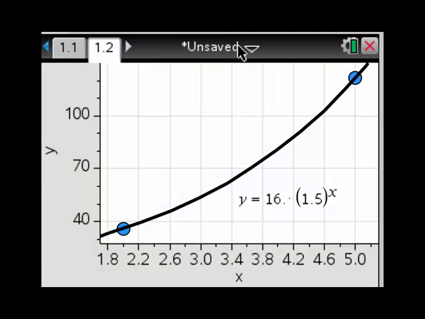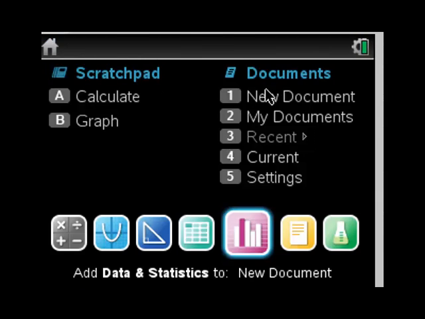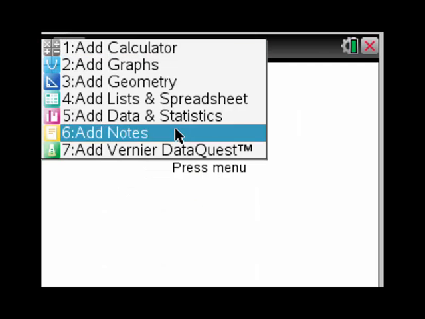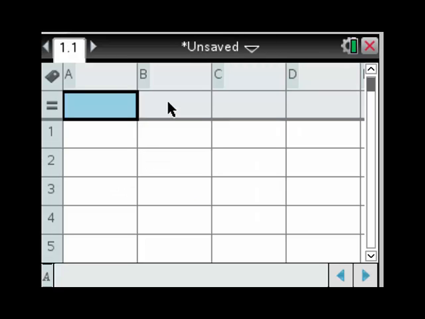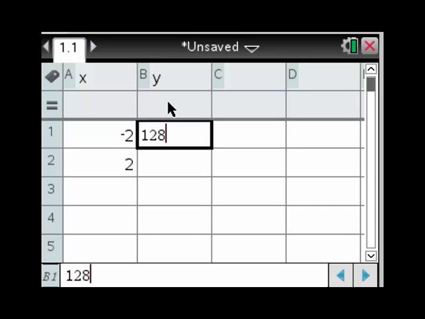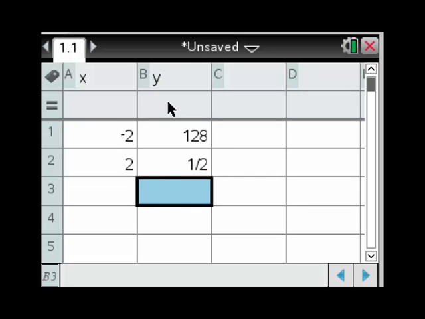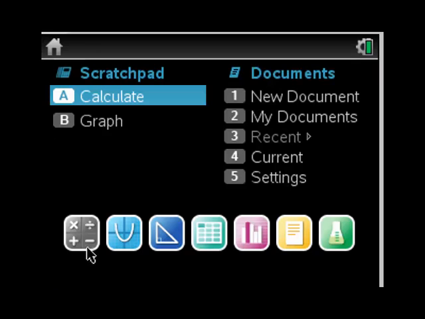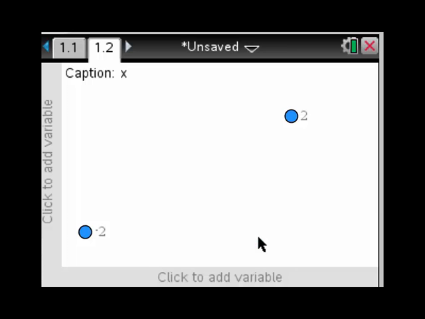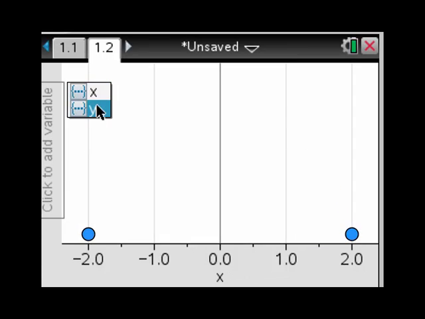I'm going to grab my calculator, home, new, no, list and spreadsheet, go up and put x in, go over and up and put y in. My x values are -2 and 2. My y values are 128 and 1/2. So now I'm going to go home, data and statistics, click on x, click on y.